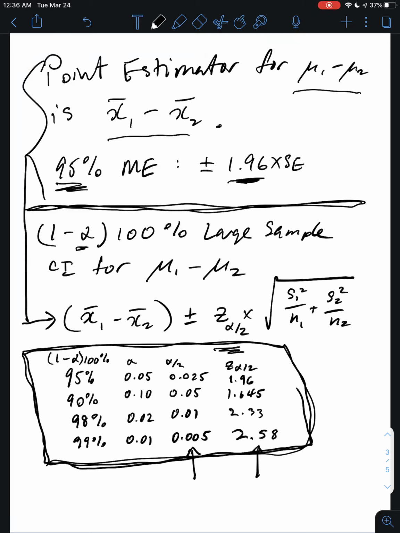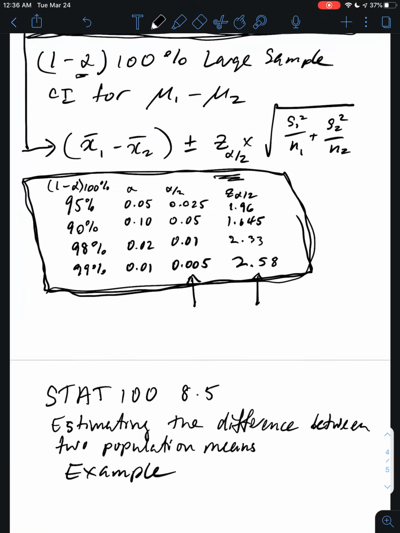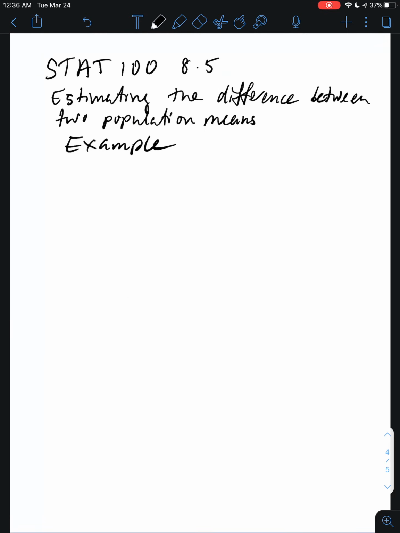Hello, we're going to pick up again where we left off. So I was in section 8.5, estimating the difference between two population means, and we now will turn to an example. So we're going to do section 8.5, an example of estimating the difference between two population means.